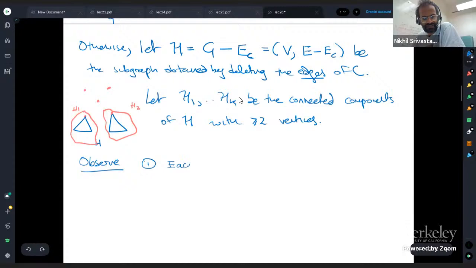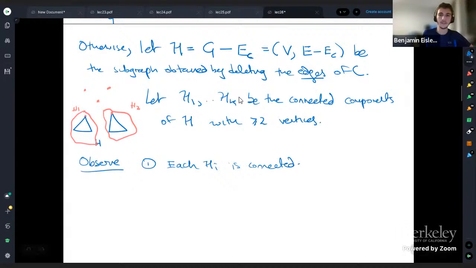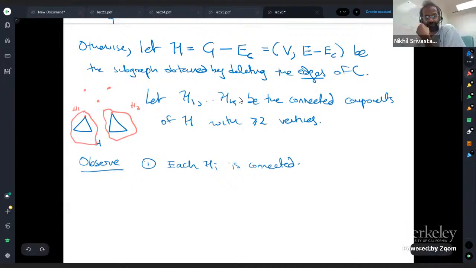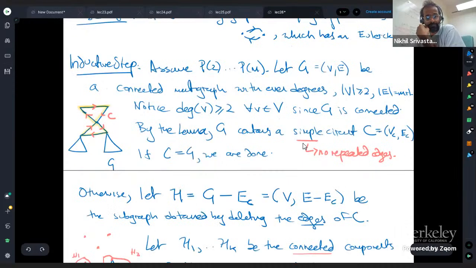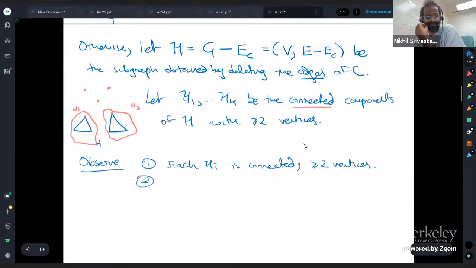Each of these things is connected. Why is it connected? Because we've defined it to be a connected component. Here's a more interesting one. Each Hi is connected and has at least 2 vertices. We defined it that way. It's a multigraph. And now I claim that it has even degrees.